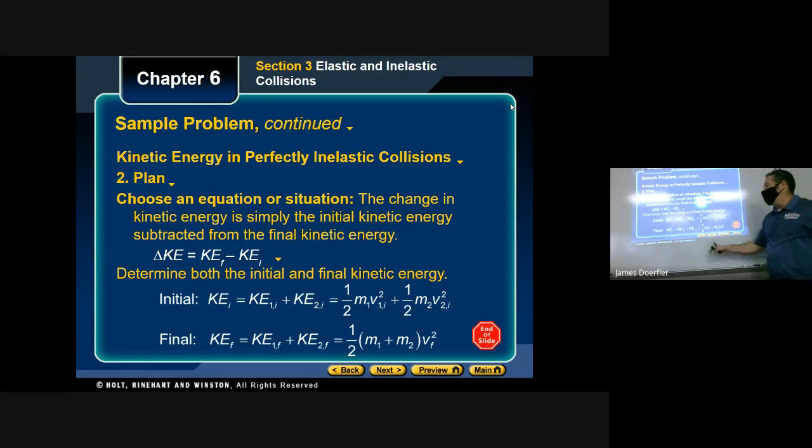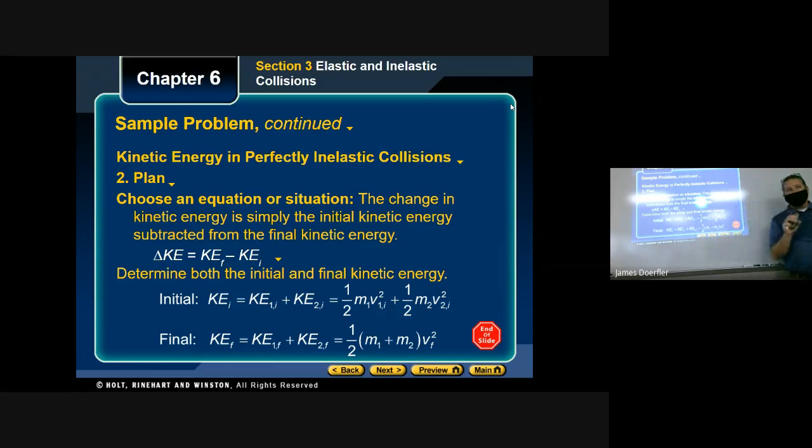The initial kinetic energy is equal to the kinetic energy of the first object plus the kinetic energy of the second object. And to break that down even further, to what we talked about, oh goodness, was it this chapter or the previous chapter? I can't remember. Maybe an earlier chapter. But the formula for kinetic energy is 1/2 mv squared. Okay? So that's your initial.